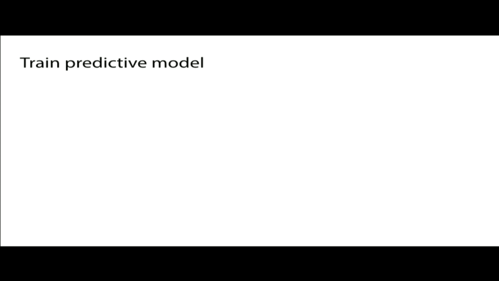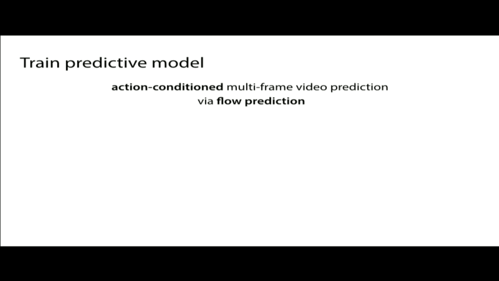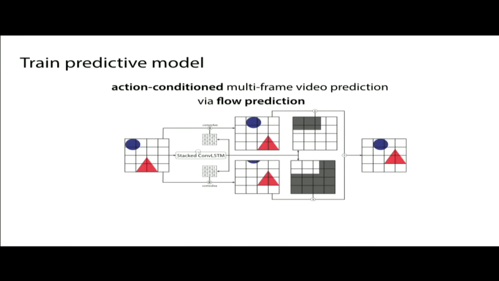And so in this paper, the model was formulated a bit differently. They're doing action conditioned multi-frame video prediction, and the way it's done is via flow prediction. The key idea here is that instead of predicting a frame from the internal state of the model, it's going to predict how the previous frame can be transformed into the next frame. So the model is going to predict the parameters of an image transformation rather than predicting the raw pixels itself. And the insight here is that this transformation is a lot simpler and lower dimensional than predicting the image itself.